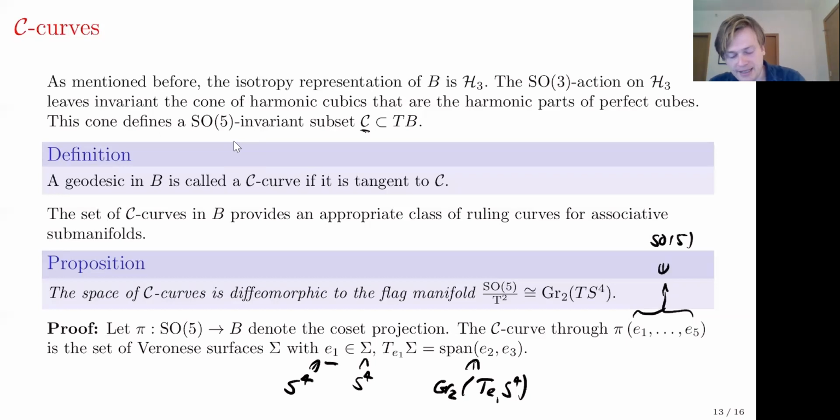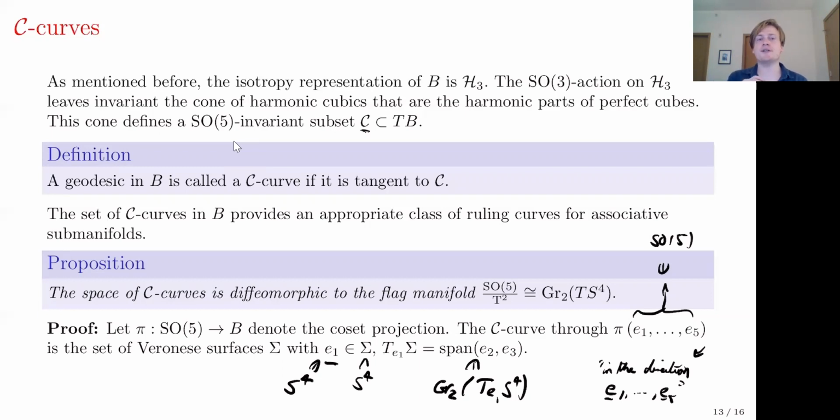Yeah, there's a slight subtlety really. This should say the C curve through π of (E1 through E5), kind of in the direction E1 through E5, because there may be multiple C curves through a single point, but we want to somehow say that the E1 through E5 are telling us the direction. All right, this gives us the map.